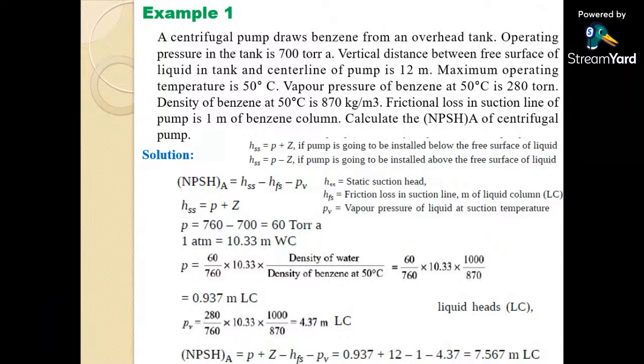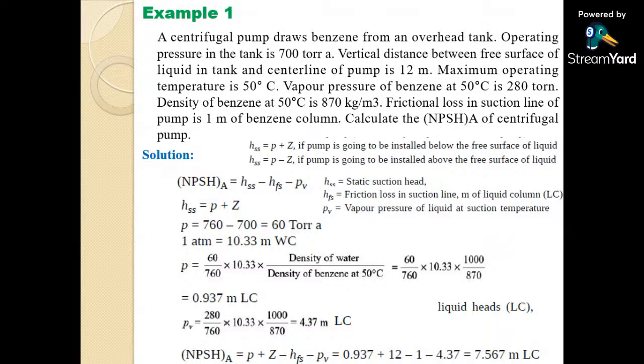So the first numerical from our centrifugal pump. We will quickly revise the numerical to understand the basics of NPSH, and how to solve or deal with the various numericals from the centrifugal pump.